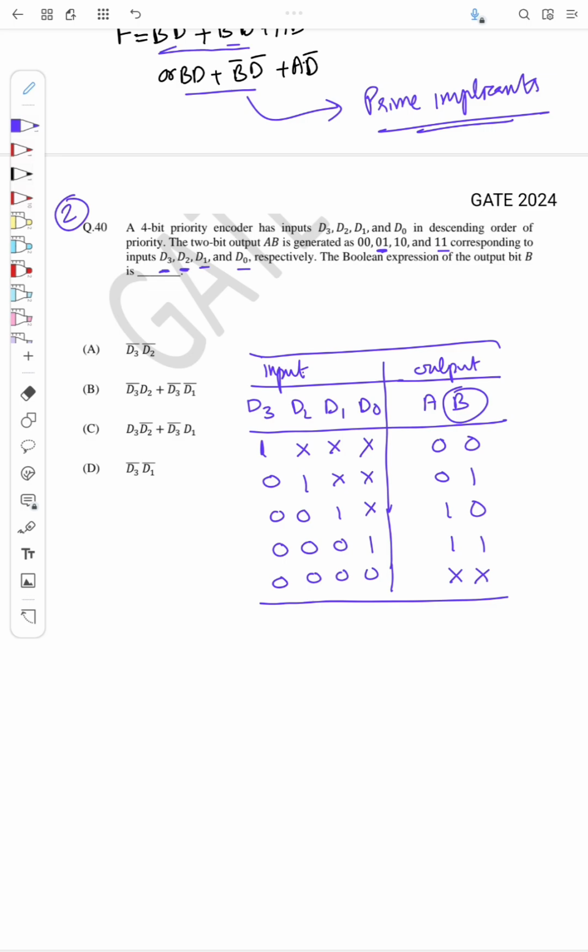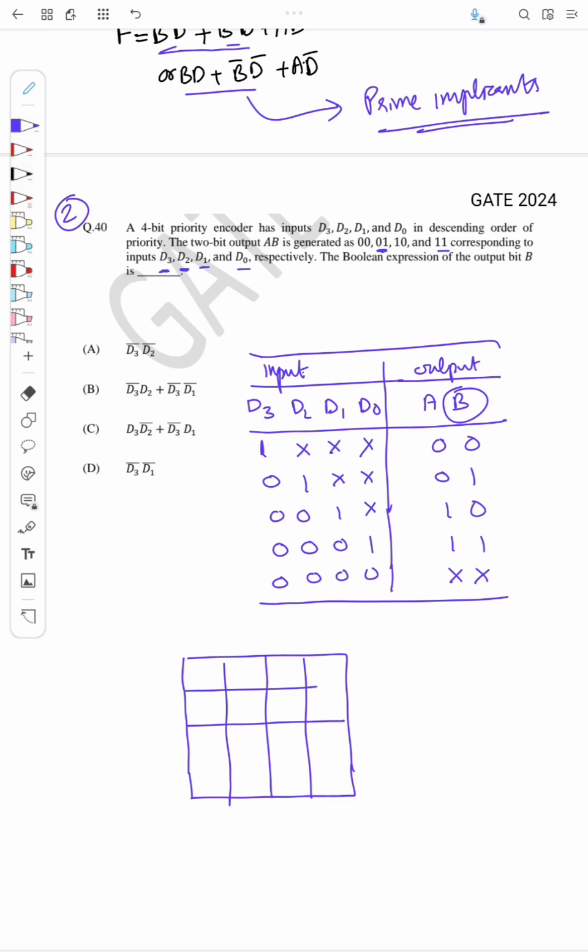We can draw the K map here. Okay, D3 D2 D1 D0. Okay, this is corresponding to B. 0 0 0 1 1 1 1 0 0 0 0 1 1 1 1 0, right?